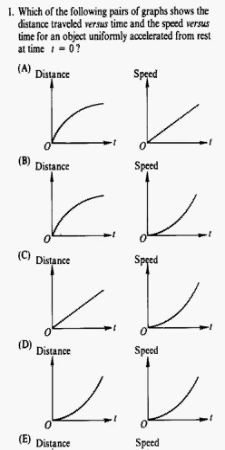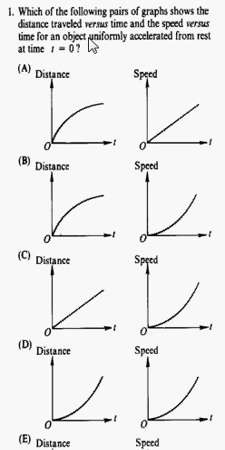So, it's uniformly accelerated from rest. The first thing you must know is that if an object is uniformly accelerated, its speed is increasing. So when we look at the graph of speed versus time, we see in all the cases the speed is increasing, so we can't eliminate any choice.